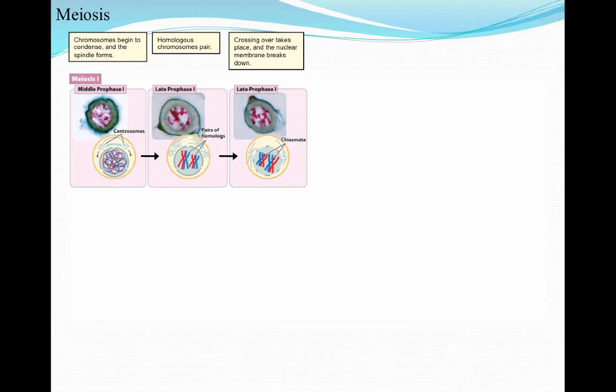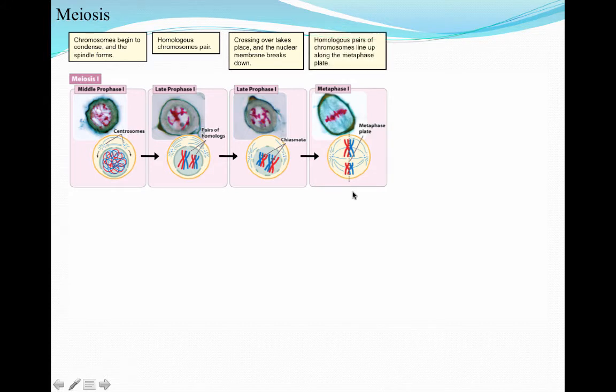We're going to discuss crossing over in a little more depth, but crossing over is one source of genetic variation. Also, the nuclear membrane is going to begin to break down even more here. So we can see it's fairly intact in late prophase 1. However, as we progress through late prophase 1, we're going to start seeing more disintegration of that nuclear membrane. Next, our cell is going to proceed into metaphase, and this is where those homologous pairs of chromosomes are going to line up randomly along the metaphase plate.